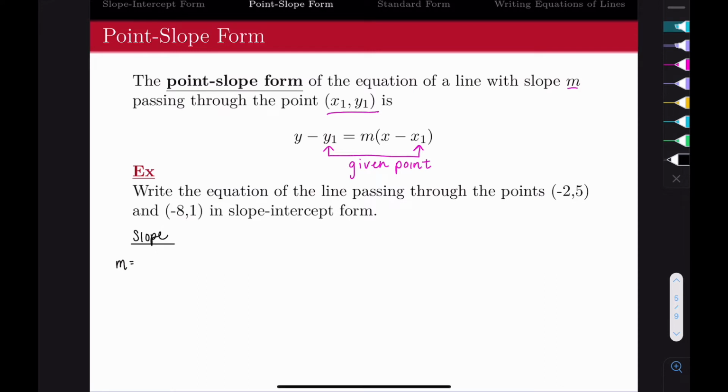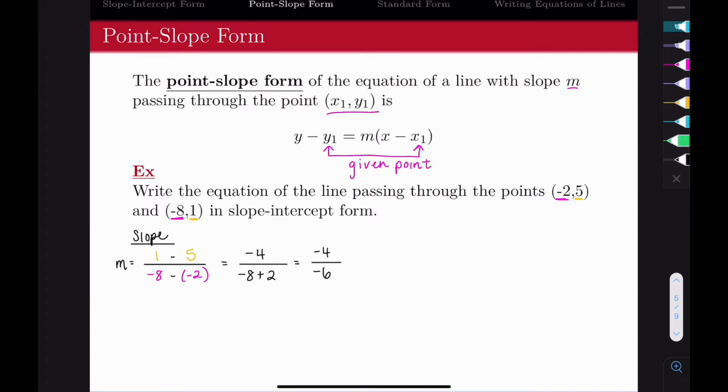So we need to look at the ratio of our change in y's over our change in x's. So our first y value is 1, and then let's subtract 5, and then our x value is -8 and -2. So ultimately, our slope is 1 minus 5, which is -4. And then that's -8 plus 2 in the denominator. So this is -4 over -6, which we definitely don't like.